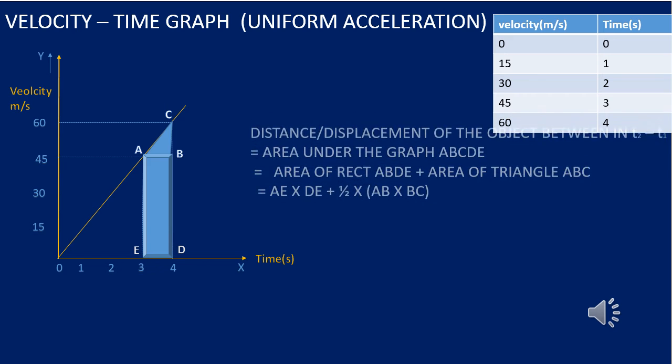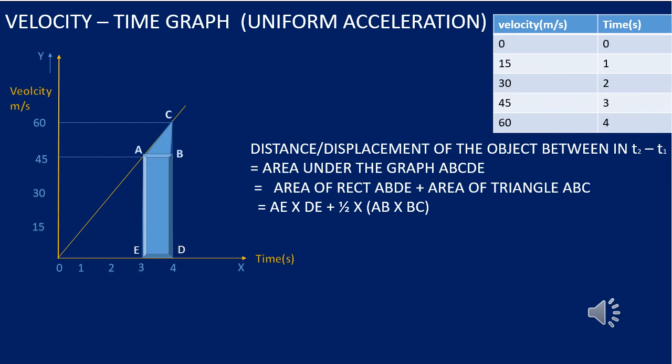So the area under the graph, we can split it as the area of a rectangle plus the area of a triangle. That is, area of rectangle ABDE and area of triangle ABC, that is AE into DE plus half into base into height. Base is AB into BC. Children, please just calculate and give me the answer. Try.